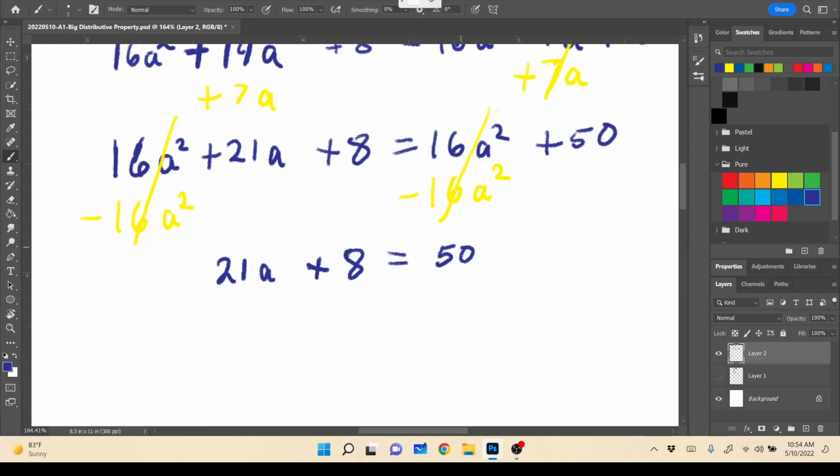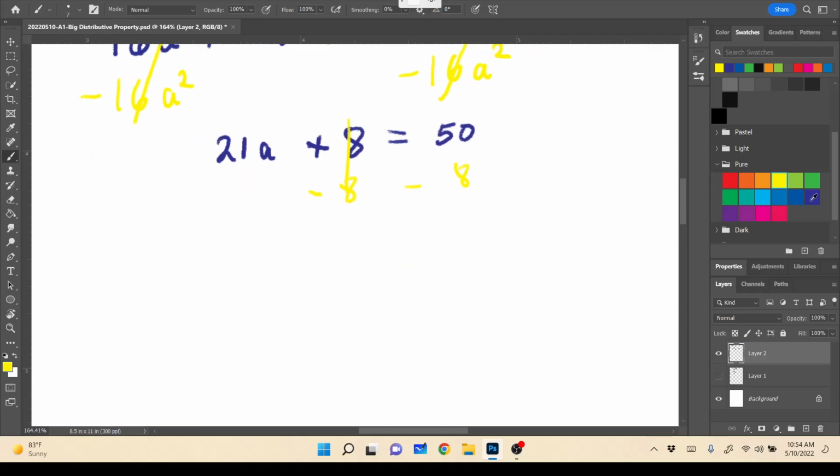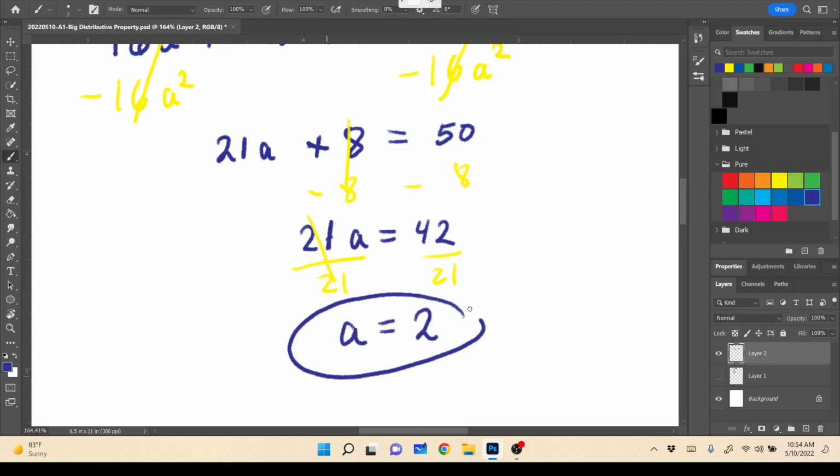What should we do now? Subtract 8. What's 50 minus 8? 42. So 21a equals 42. Divide by 21. And a does, in fact, equal 2. Easy as pie.